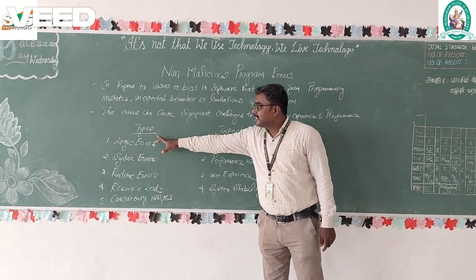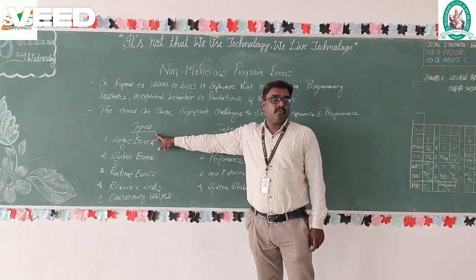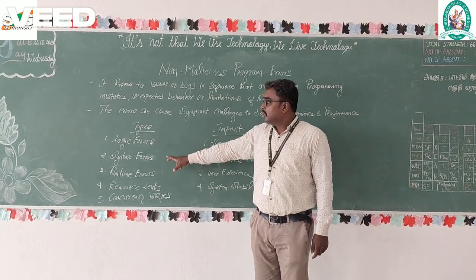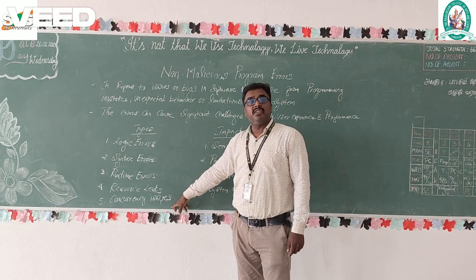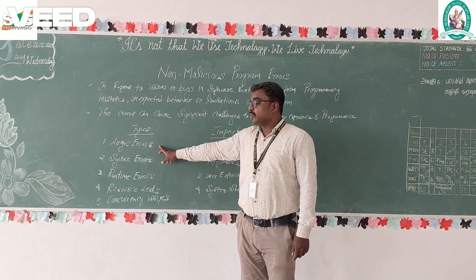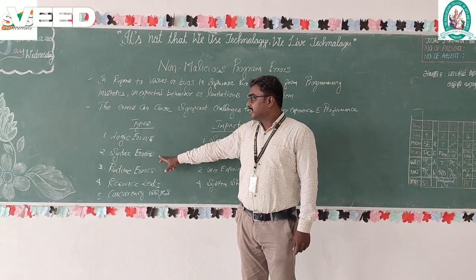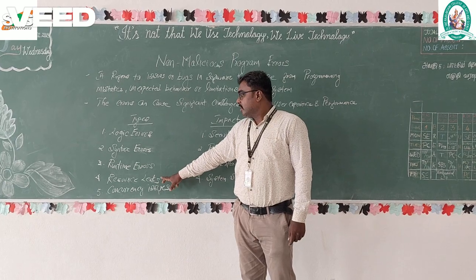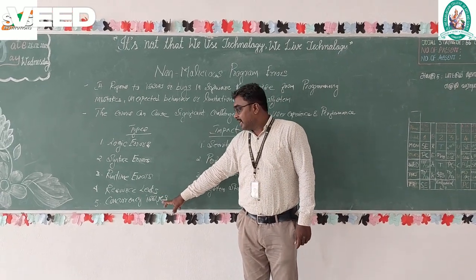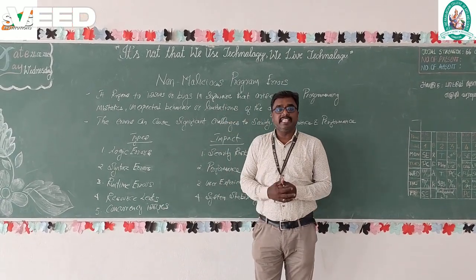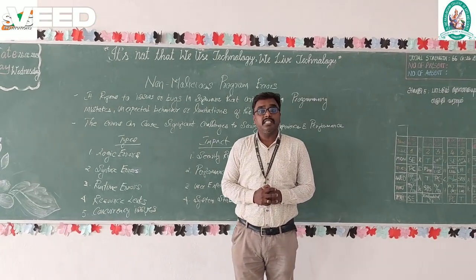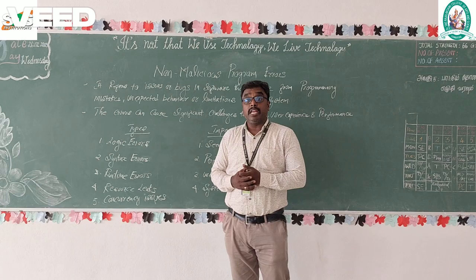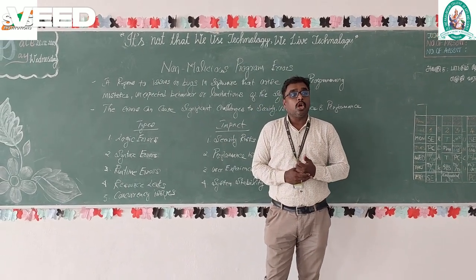Now let us discuss the types of non-malicious programming errors. Here we are going to discuss the five main types. First is logic errors, second is syntax errors, third is runtime errors, fourth is resource leaks, and fifth is concurrency issues. First, let us discuss logic errors. What are logic errors?